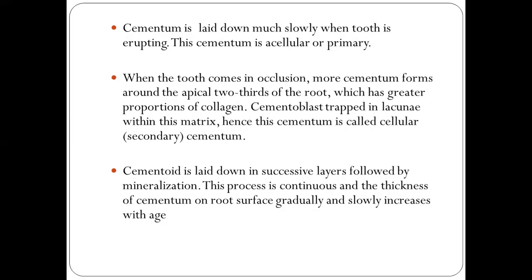Cementum is laid down much more slowly when the tooth is erupting. This cementum is known as acellular or primary cementum. Where the tooth comes into occlusion, more cementum forms around the apical third of the root, which has a greater proportion of collagen. Cementoblasts trapped within the matrix, and this cementum is called cellular cementum. Cementum is laid down in successive layers followed by apposition.